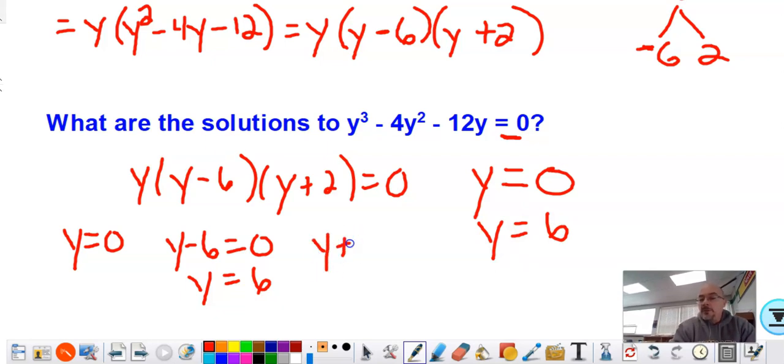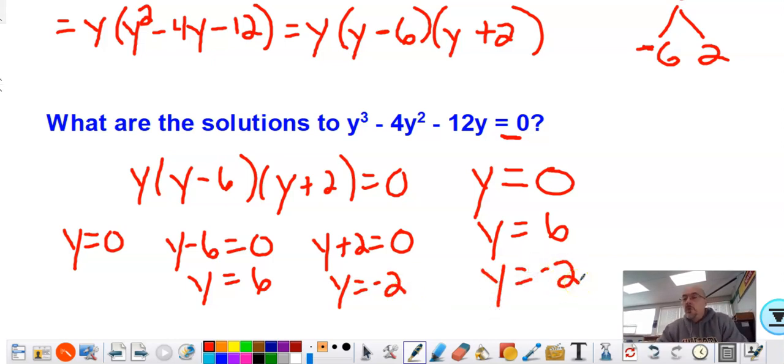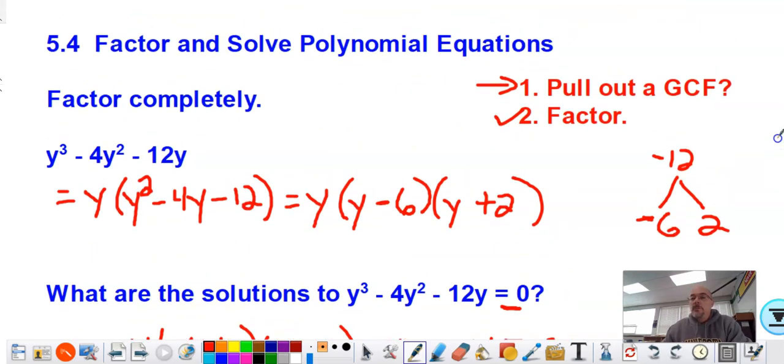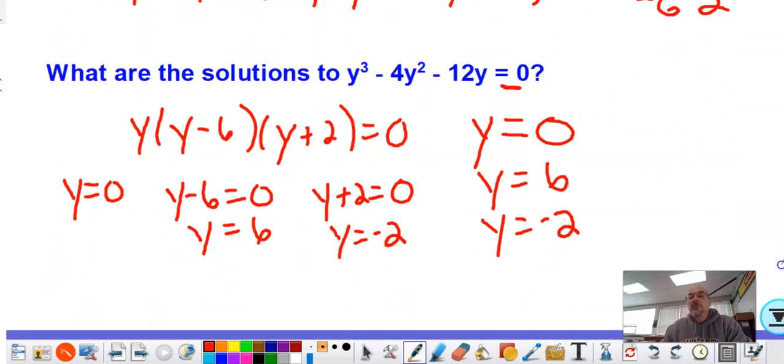Okay, if I take the y plus 2 and I set it equal to 0, again, this is the zero product property. What makes that equal 0? Well, that would be negative 2. So all of these are solutions to that polynomial equation. I wanted to say quadratic, but it's not quadratic. Quadratic is anything to the second power. All right, so three solutions to that one, and it's easy to see how many solutions it could have because of the cube, okay, y cubed. All right, let's keep doing some more polynomial functions.